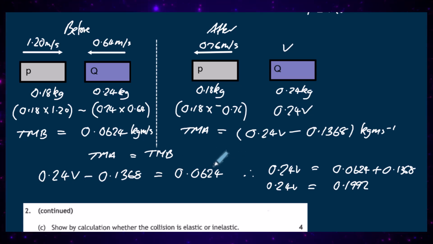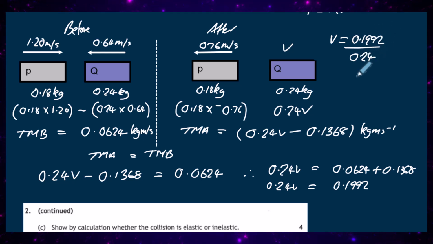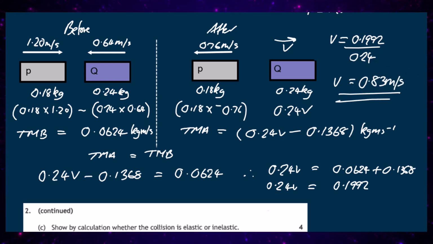So you can see right away we have a simple equation now, and we can work out what v is. v has got to be equal to 0.1992 divided by 0.24. And we're getting a positive number, which means that it goes that way, to the right. And we work that out, we get an answer of v equal to 0.83 meters per second. And that's going to be the velocity of Q as it goes away to the right.